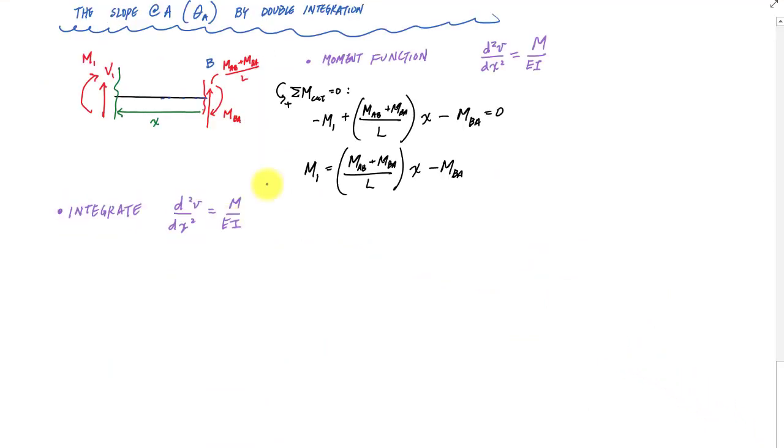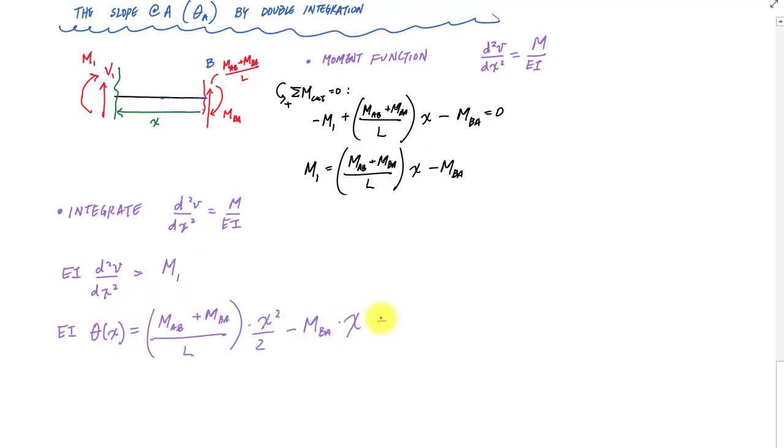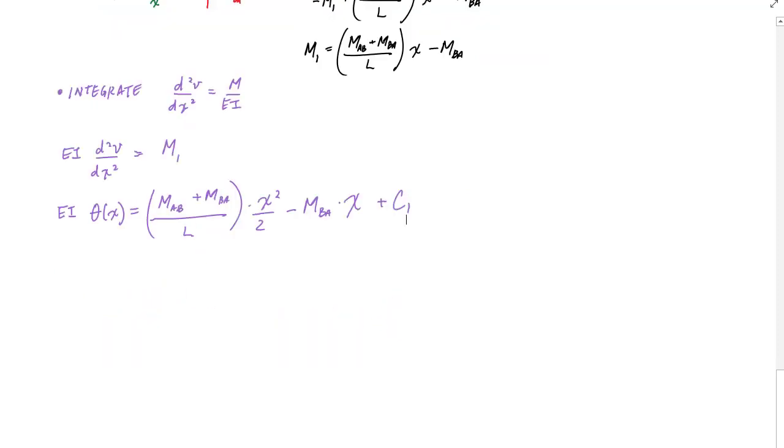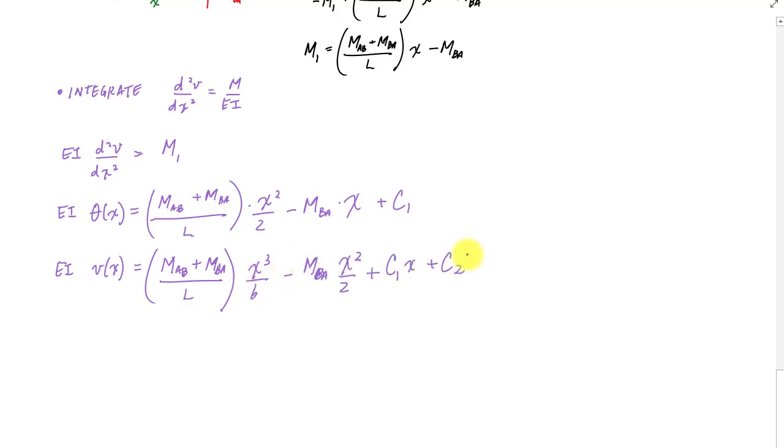And this relationship is the same as this is the moment function right here, this M1. And so if I want the slope function, EI theta of x, this would be an antiderivative of this. So this would be plus a constant. One more integration will give me the equation of the elastic curve essentially, and this would be x cubed over 6 plus c2. And now to solve for the constants, I got to think about the boundary conditions.